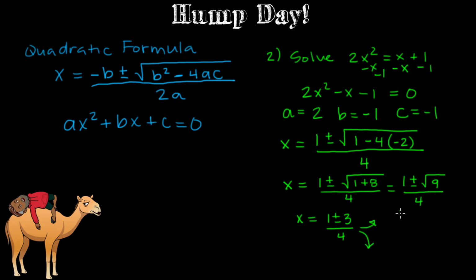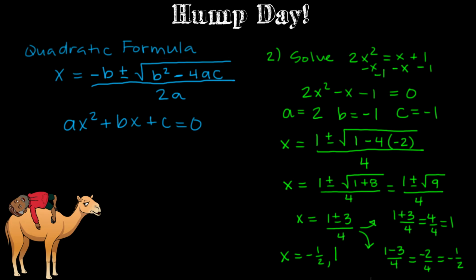Our first answer is going to come from 1 plus 3 over 4. And our second answer comes from 1 minus 3 over 4. Now 1 plus 3 over 4 just comes out to 4 over 4, which is 1. And 1 minus 3 over 4 is negative 2 over 4, or just negative 1 half, which gives me my two answers. X is equal to negative 1 half and 1.